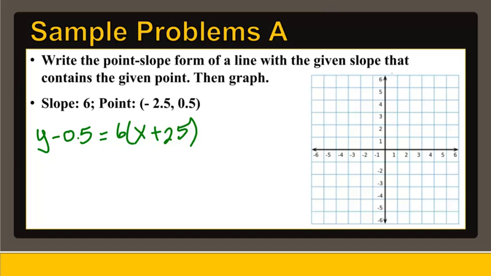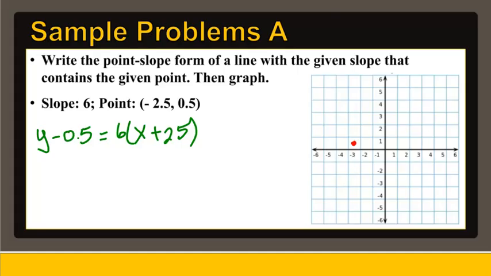So let's plot this one. So I have a point at -2.5. So -2.5 to the left and then up half. So that would be roughly here. And now I go up +6, so I go up 6.